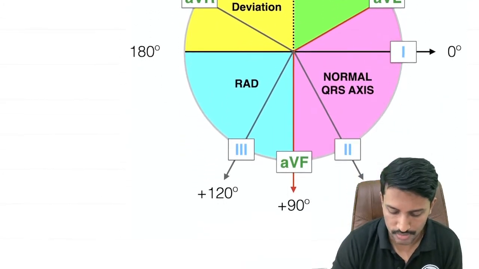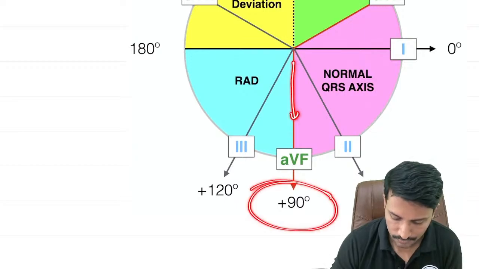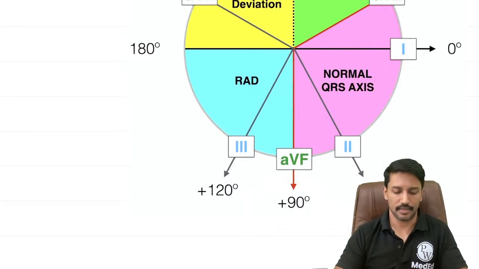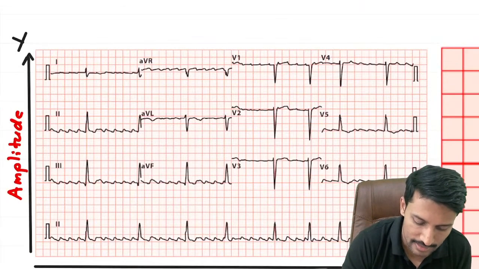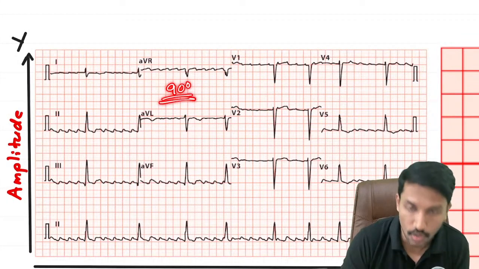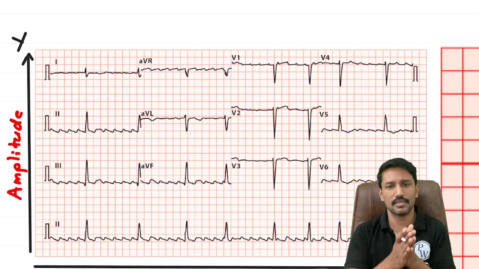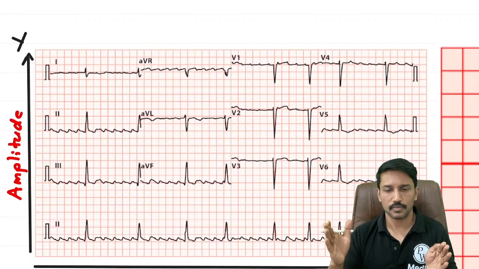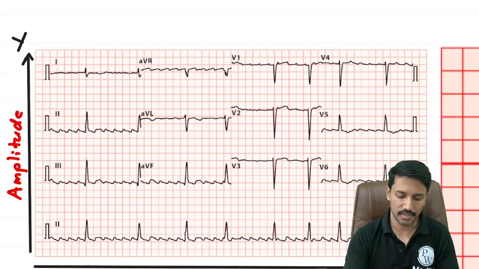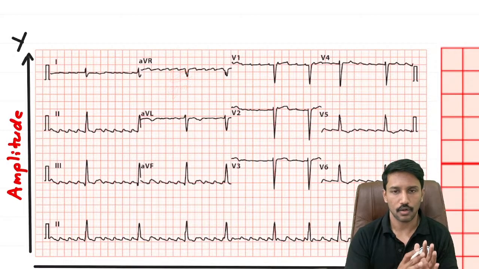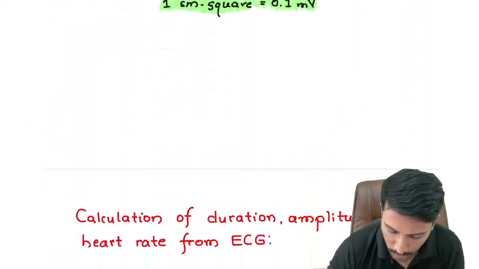So I have AVF positive, so the axis is going towards 90 degrees. In this image, what is the axis? It is 90 degrees. So is it normal or abnormal? What is the normal axis? Minus 30 to plus 90 degrees. So it is at 90 degrees, and we will count it as normal. Let us see if we can do that for other images.